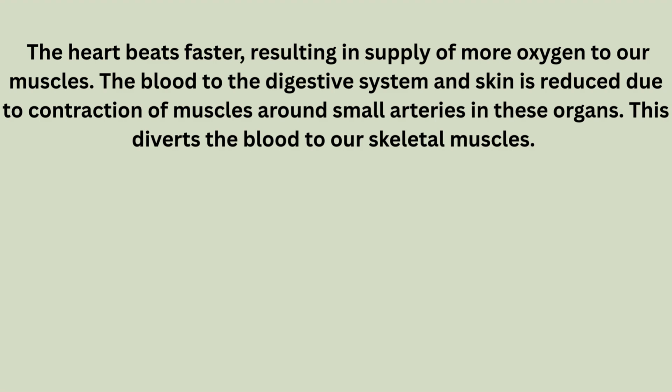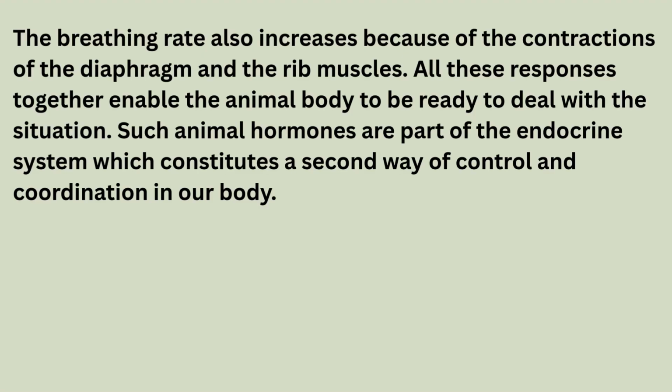The heart beats faster, resulting in the supply of more oxygen to our muscles. The blood to the digestive system and the skin is reduced due to the contraction of the muscles around small arteries in these organs. This diverts the blood to our skeletal muscles. The breathing rate also increases because of the contractions of the diaphragm and the rib muscles. All these responses together enable the animal body to be ready to deal with the situation.